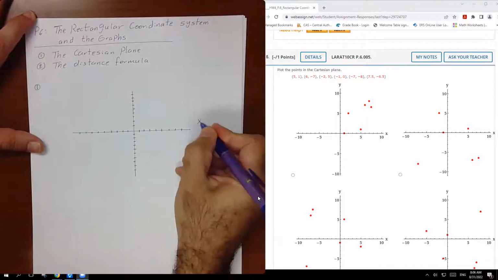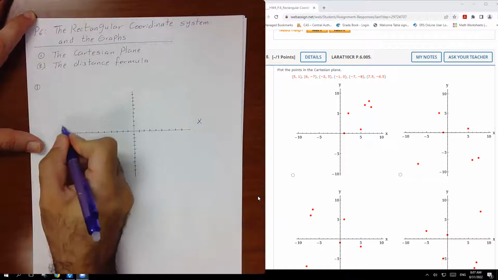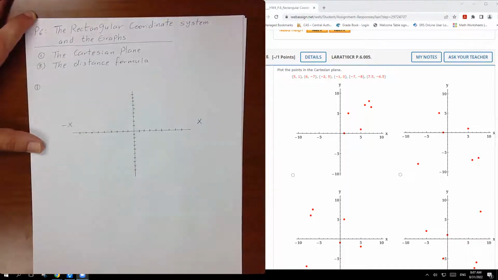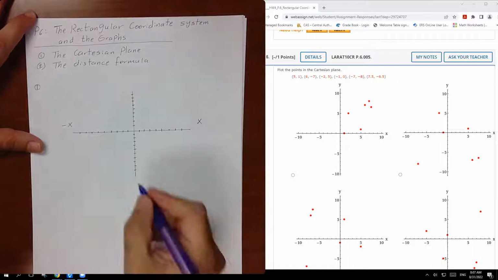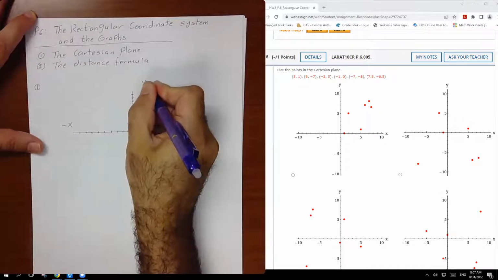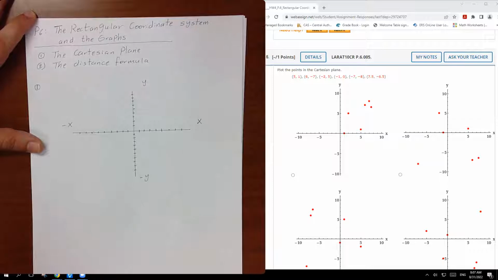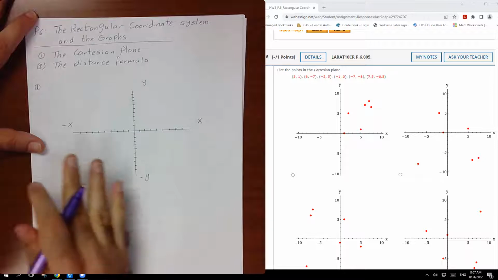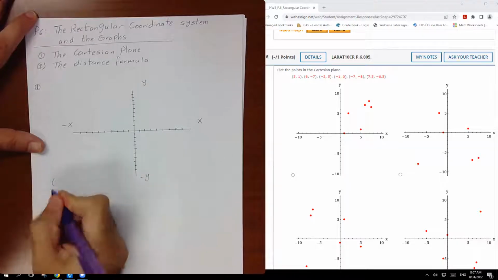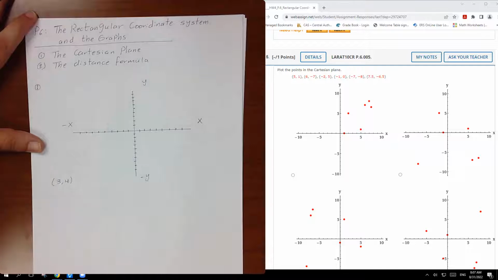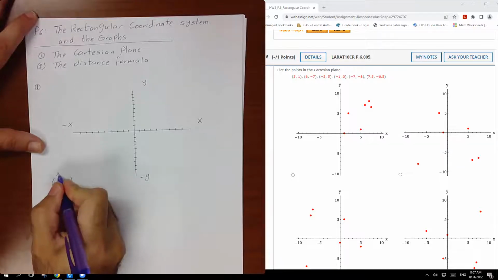Always here is going to be the positive X, and here is negative X. Here is going to be the positive Y, and here is the negative Y. So any point, they're going to give you any point and ask you to graph it. For example, if you want to graph 3 and 4, always this is the X, and here's the Y.